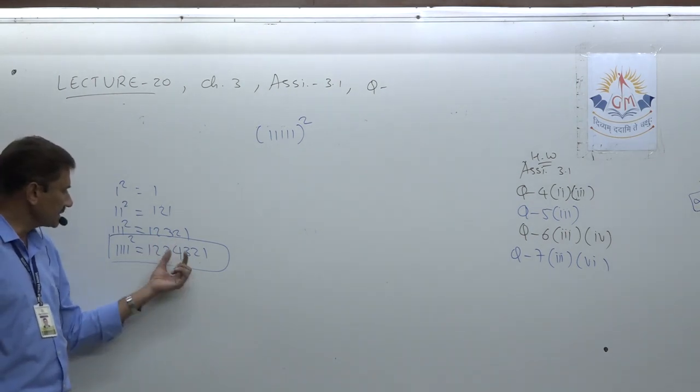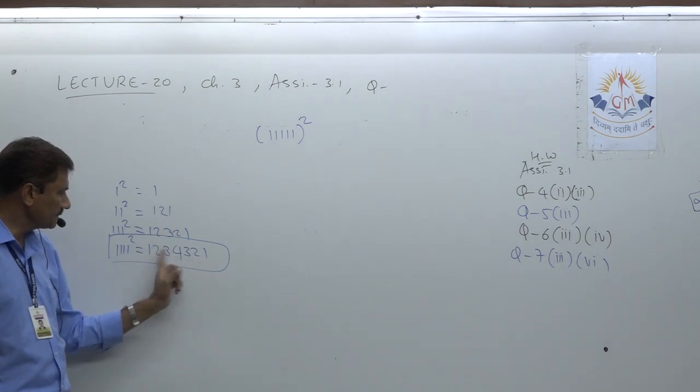Okay, just like a mirror image or symmetric number is there. 3 is here, 2 is here, 1 is here.